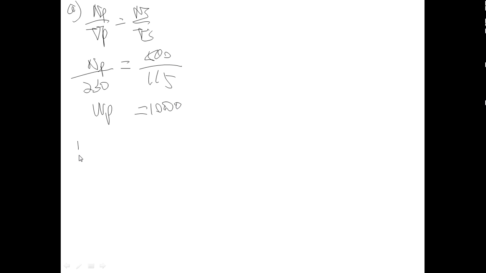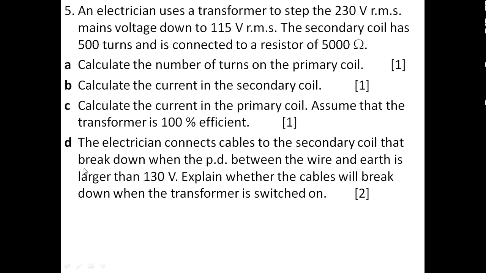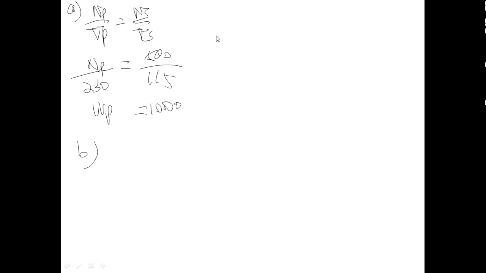Okay, B wants you to calculate the current in the secondary coil. In the secondary coil, it's connected to a 5000 ohm resistor with 115 volts. So I can find my current using V equals IR. Your V here is 115, your I is what you have to find, and R is 5000. So your I will be 0.023 ampere. Be careful here: everything is VRMS, so these are all root mean squared values.